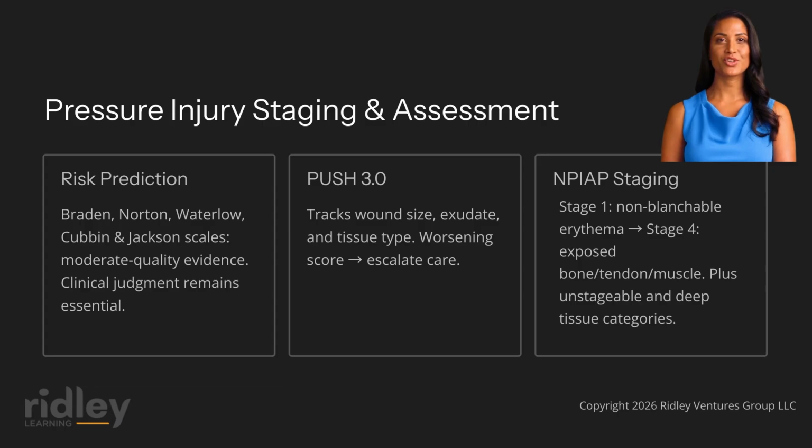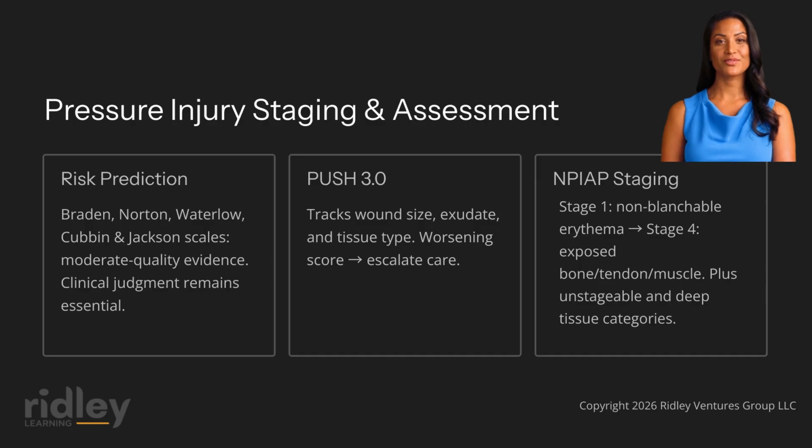Now let's shift to pressure injury staging and assessment tools. Risk assessment for pressure injuries relies on multiple validated instruments, each with distinct advantages and recognized limitations. The Braden scale and Norton scale are the most commonly used screening tools, though the evidence shows that their sensitivity and specificity are limited, and clinical judgment remains an essential complement to standardized scoring.